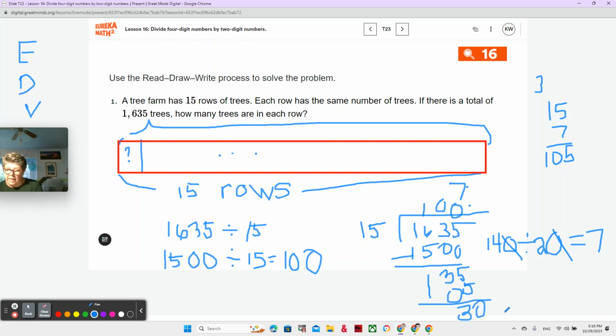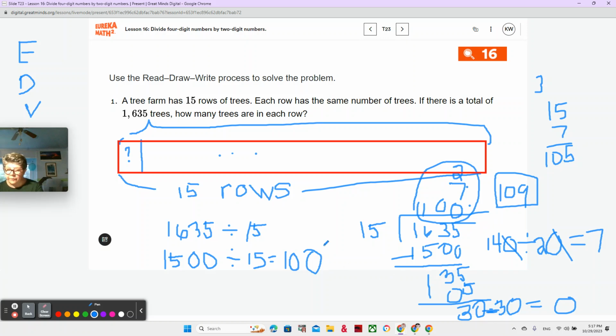Okay, now are we finished yet? I've been talking a little bit about 15s, right? And I know that 2 15s is 30. I'm just going to write it this way. 30 minus 30 is 0. So now I'm done. And what is my quotient? I have to put this all together. 109, right? That's my quotient.